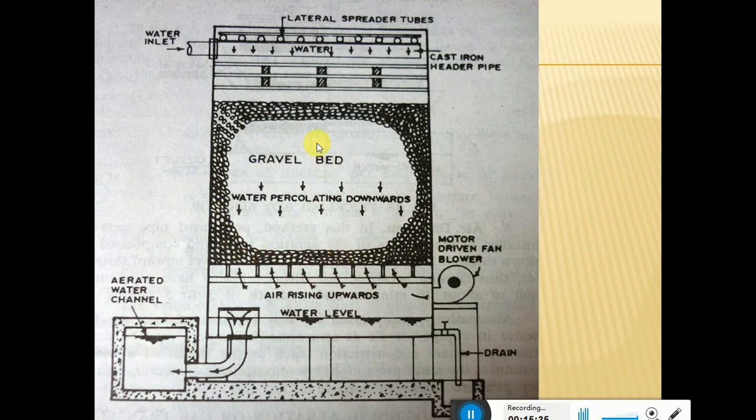Water will trickle down to the gravel bed all around, and from the bottom, using an air blower, we will blow the air. Because of the blowing action and the gravity action of the water, the air will be mixed in the water. The aeration takes place in this area, and the aerated water will be collected in this area. Through this outlet, the aerated water is collected into this aerated water channel, and from this the water is sent to the next process of treatment.